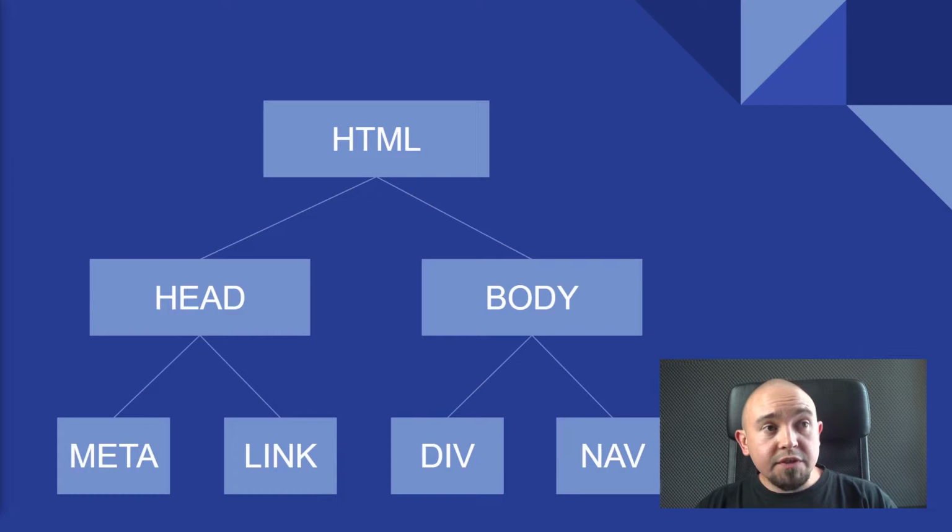The construction of the HTML document looks more or less like this. You can imagine it as a tree structure. The HTML tag is the trunk of our tree, its main pillar. Then it branches to the two fundamental tags, which are the head and the body. And these two tags create their own branches, and so on and so on.